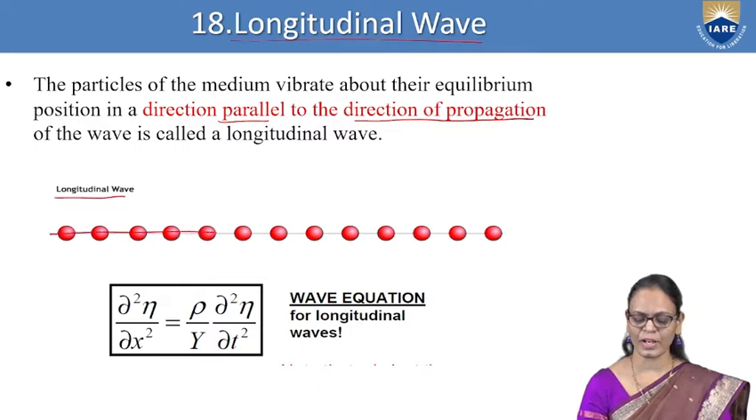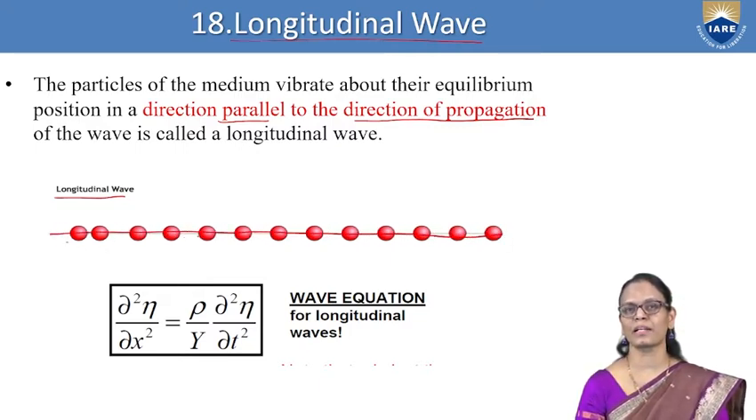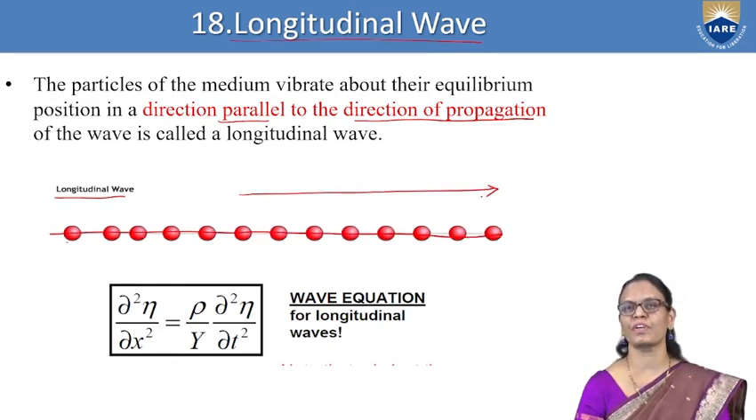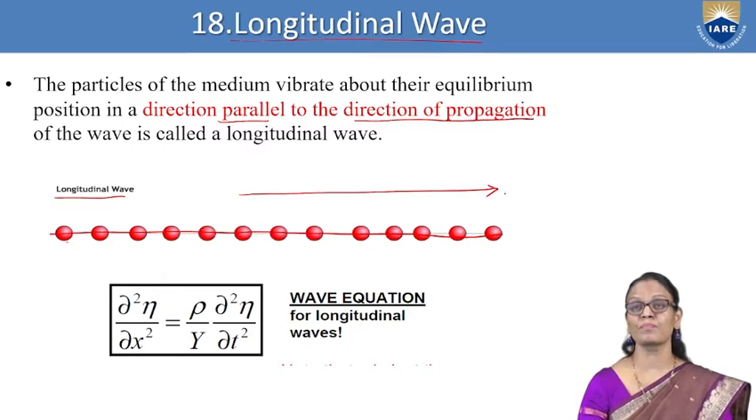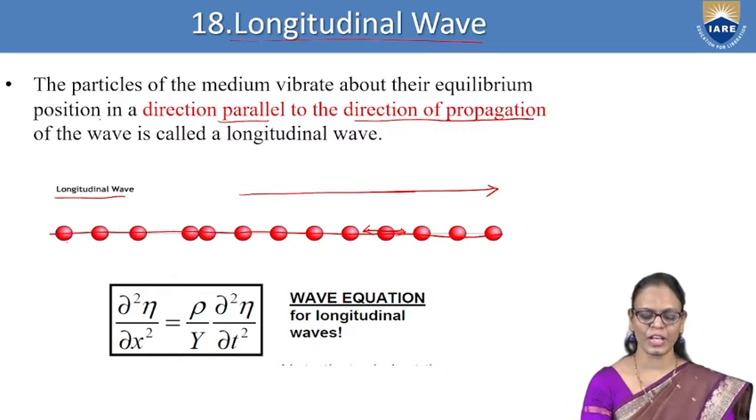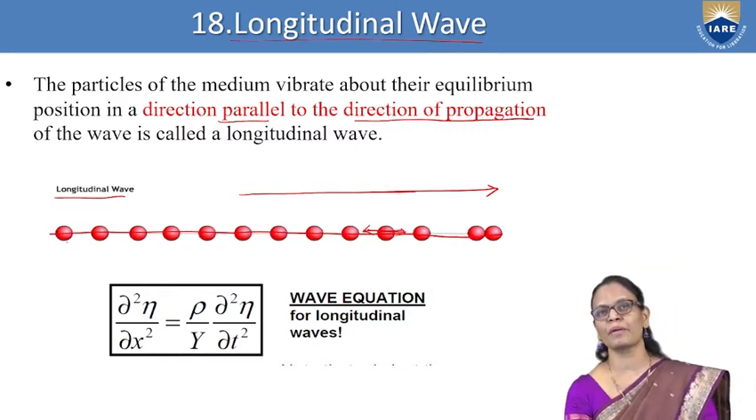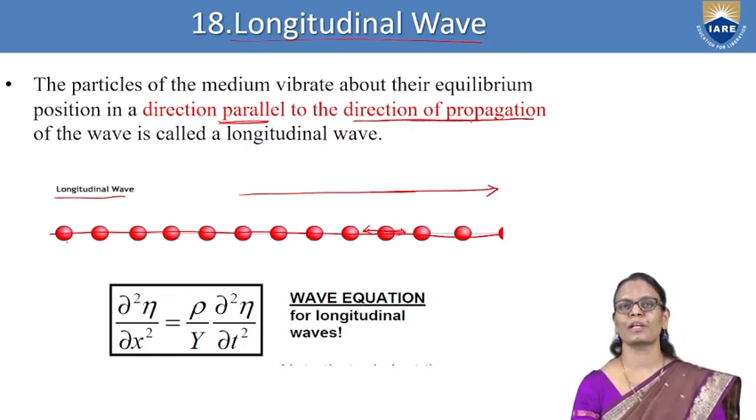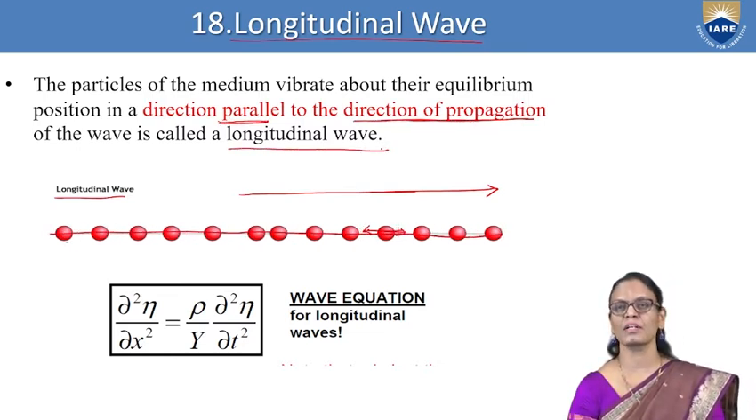This is the string we have considered, and these red balls denote the particles of the string. Now, this is the direction of motion of the wave. So, how are the particles vibrating about their mean position? They vibrate parallel. These two are parallel to each other. So, if the direction of vibration of the particles is parallel to the direction of propagation of the wave, we call it a longitudinal wave.